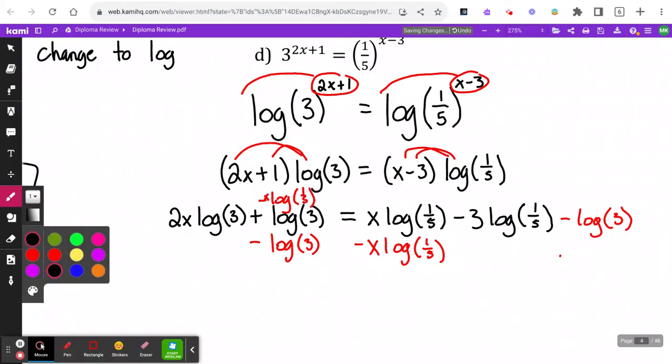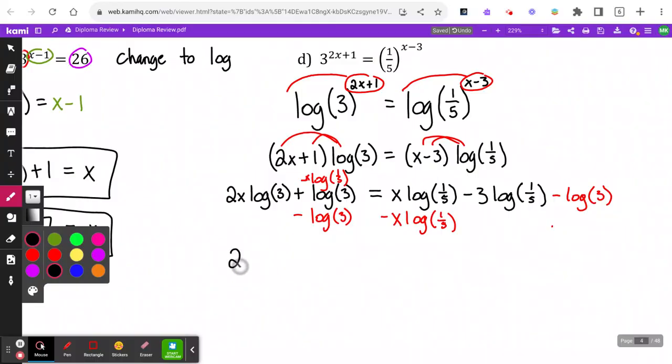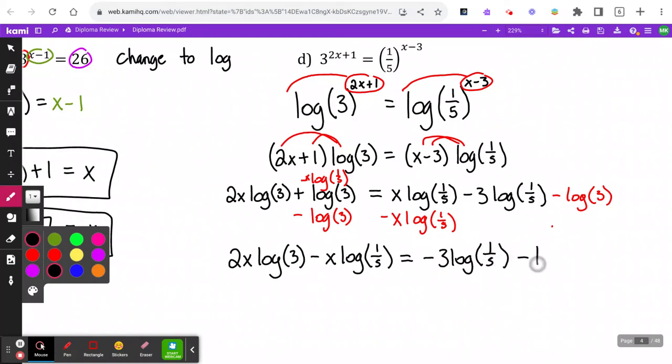And I get 2x log 3 minus x log 1/5 equals negative 3 log 1/5 minus log 3. And I've got all my x's on the left side of the equation, all my constants on the right side of the equation.